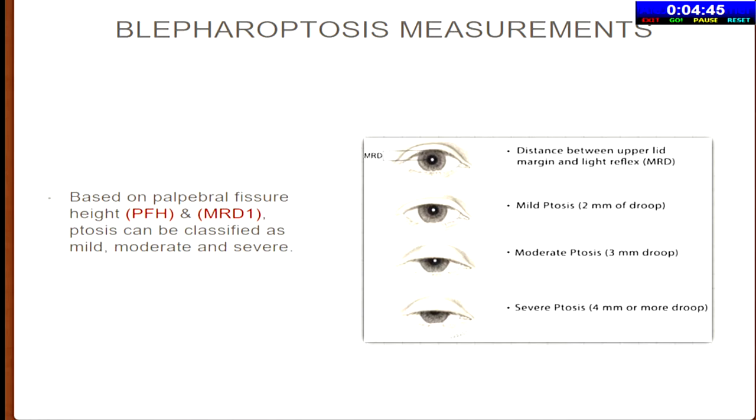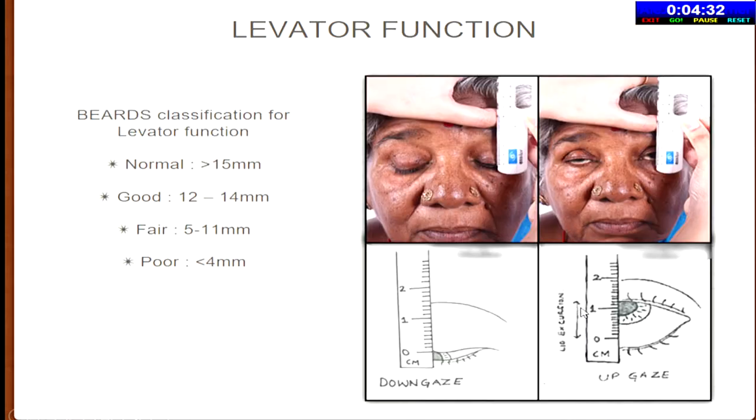Based on palpebral fissure height and the MRD, ptosis can be classified as mild, which is about 2 millimeters, moderate will be 3 millimeters, and severe ptosis will be about 4 millimeters or more. For levator function, there's Beard's classification where the levator function normal is more than 15 to 18 millimeters, good is 12 to 14, fair is 5 to 11, and poor is less than 4.